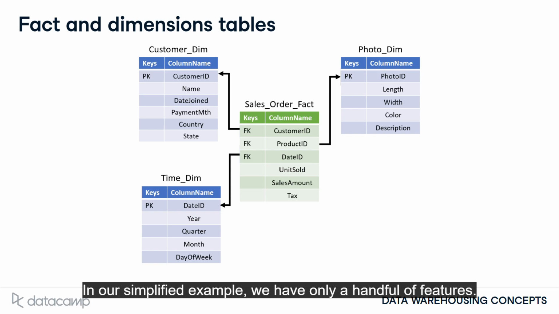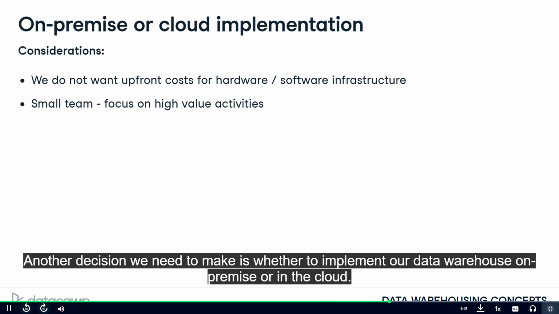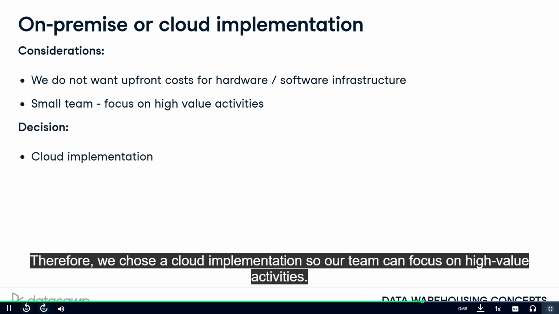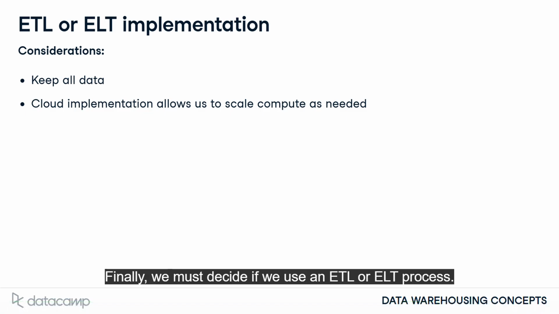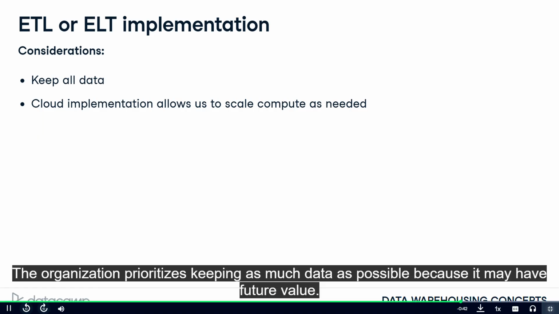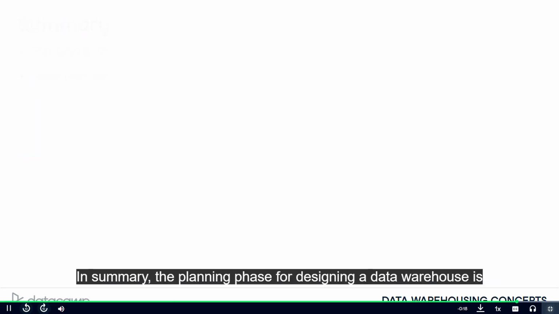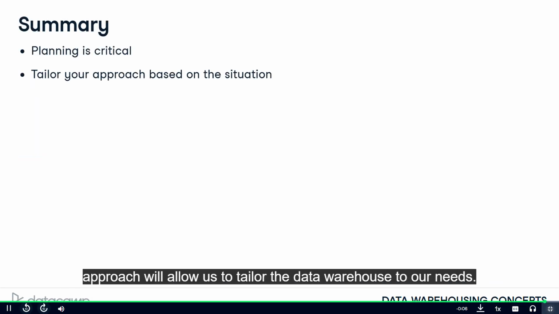In our simplified example, we only have schema data. We must decide whether to implement our data warehouse on-premise or in the cloud. Finally, we must decide if we use an ETL or ELT process. We completed many critical planning phases for designing a data warehouse.